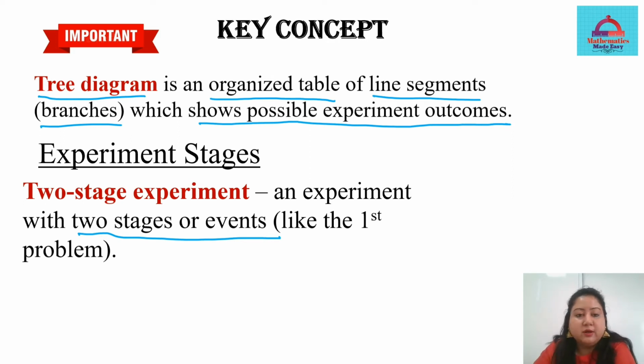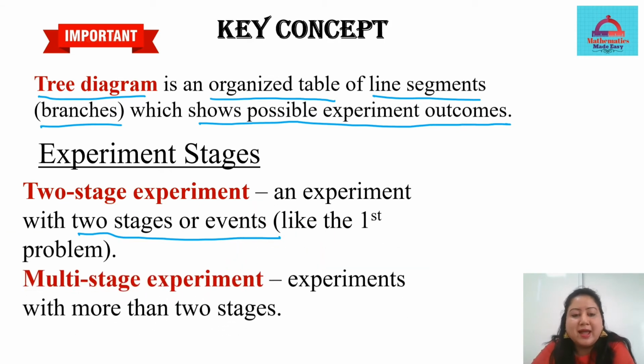Now there can be more than 2 stages also, and in that case it will be called a multi-stage experiment, and as the name suggests, multi means many, so it is going to have more than 2 stages. We would like to take some more examples now of multiple stage probability tree diagrams. So let's see and understand how we do that.